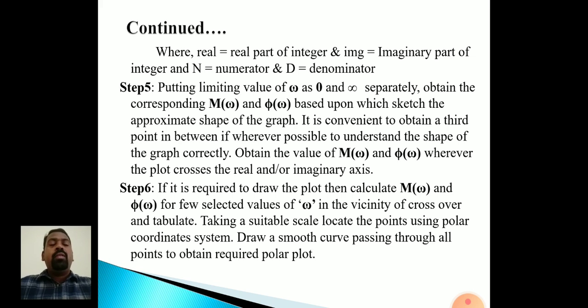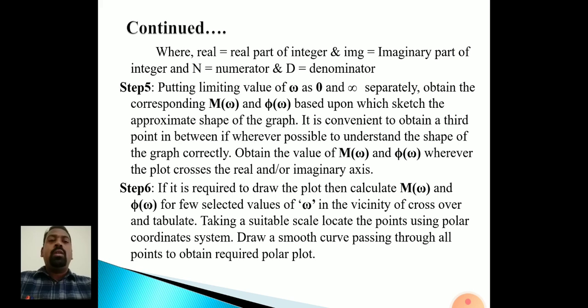because we are varying the value of omega between 0 and infinity separately, and obtain the corresponding M omega and phi omega, based upon which the sketch is to be drawn that will have the approximate shape of the graph. It is convenient to obtain a third point in between, wherever possible, to understand the shape of the graph correctly. Here we are substituting only two limiting values in step 5, 0 and infinity, so we will get only two endpoints of the graph. So you want another third point in between that will tell the nature of the graph.